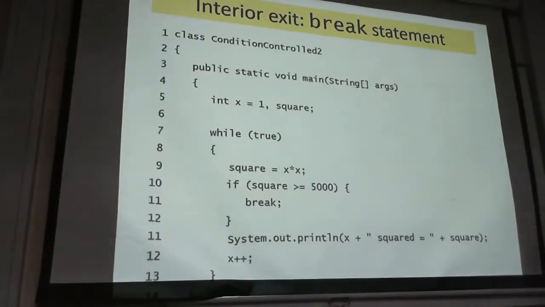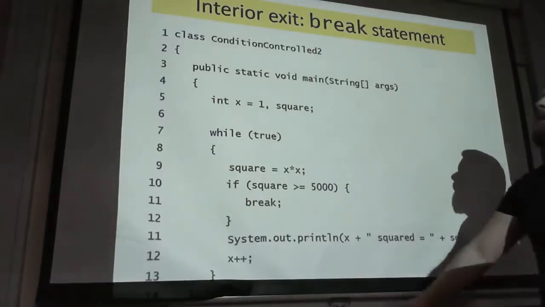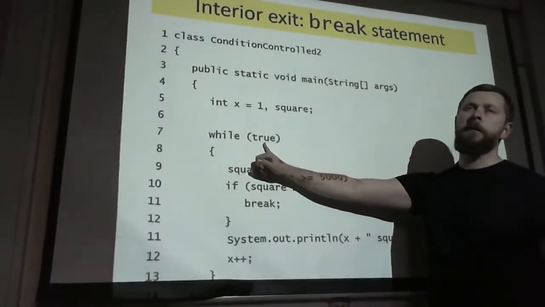So there are two unusual lines of code in this example. Everything else should be familiar and comfortable to you. You've seen it all before. The first unusual line is this, while true.